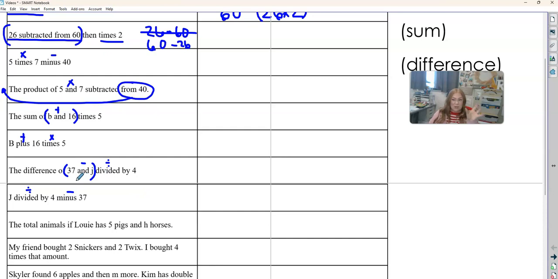So this one we have to subtract first, then divide. This one we're going to divide, then subtract. So this one says minus, so we just take it away. This one says difference, we have to do that first in the parentheses.